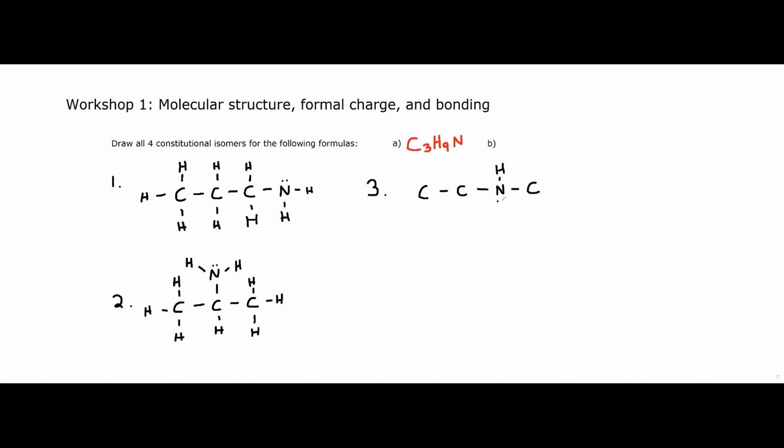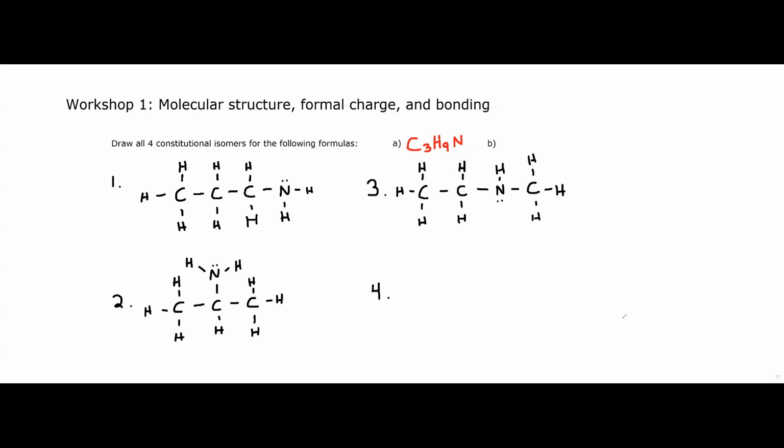Okay, that means nitrogen would have 1 hydrogen on it. We would have 3 hydrogens on the carbon over here, 2 hydrogens on this carbon and 3 on the end. That would give us C3, H9, N. So that one checks out. Okay, now what's the last isomer we could draw?